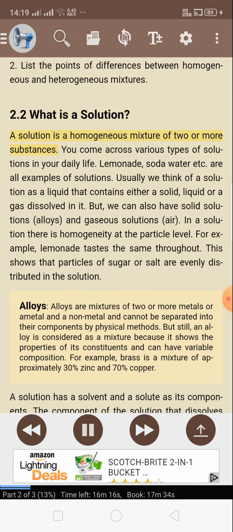2.2. What is a solution? A solution is a homogeneous mixture of two or more substances. You come across various types of solutions in your daily life. Lemonade, soda water, etc. are all examples of solutions. Usually we think of a solution as a liquid that contains either a solid, liquid, or a gas dissolved in it. But we can also have solid solutions, alloys, and gaseous solutions, air. In a solution, there is homogeneity at the particle level. For example, lemonade tastes the same throughout.